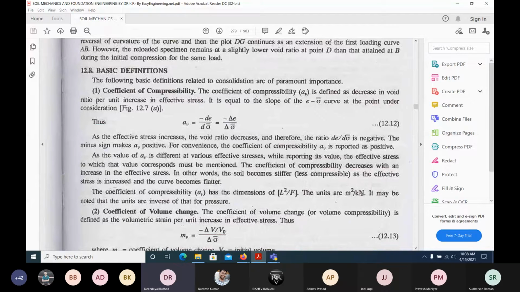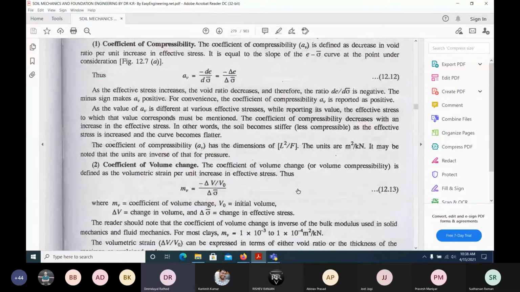It will generally be meter square per kilonewton. The effective stress increases, the void ratio decreases, and therefore the ratio becomes negative. For decreasing, we are showing it with a negative. But sometimes we take the minus sign out and make it positive for our convenience. So this is called the coefficient of compressibility.